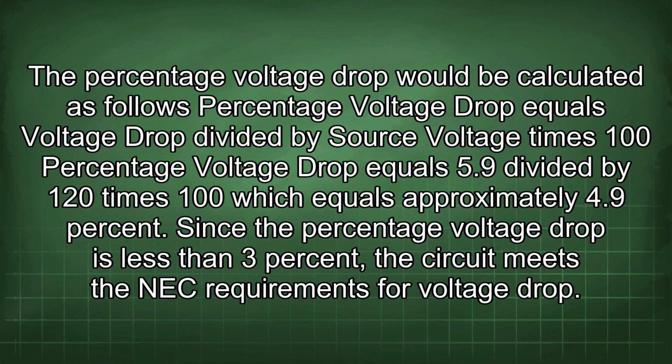The percentage voltage drop would be calculated as follows: percentage voltage drop equals voltage drop divided by source voltage times 100. Percentage voltage drop equals 5.9 divided by 120 times 100, which equals approximately 4.9%. Since the percentage voltage drop is less than 3%, the circuit meets the NEC requirements for voltage drop.